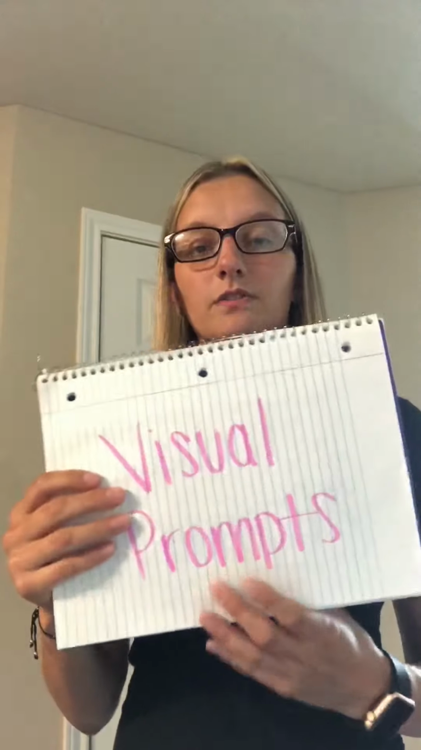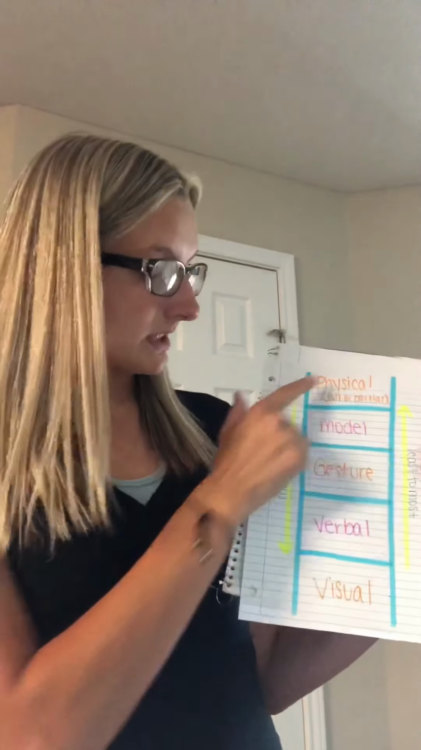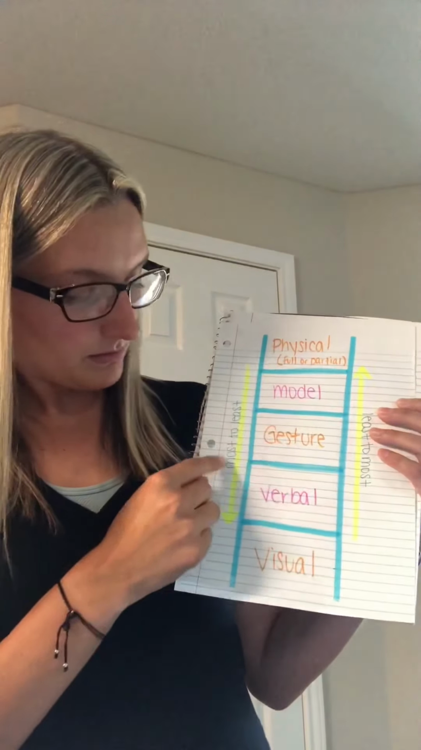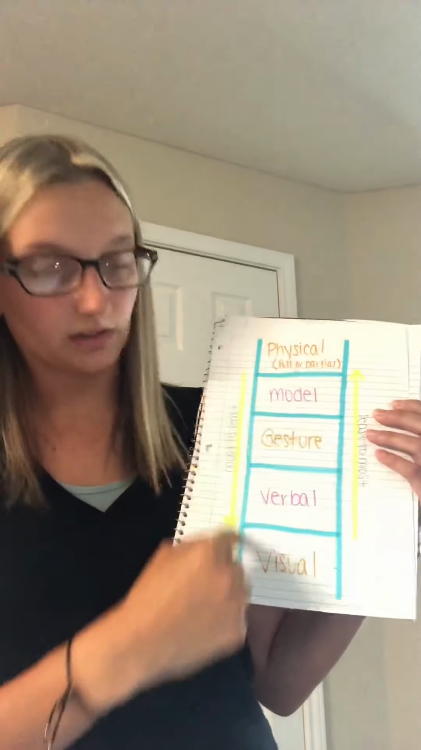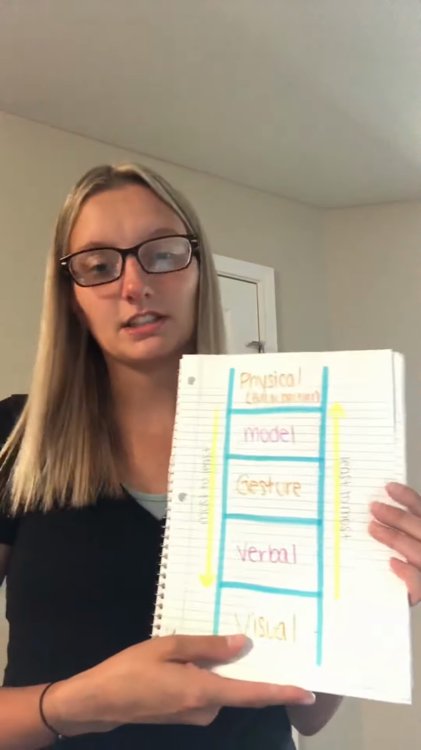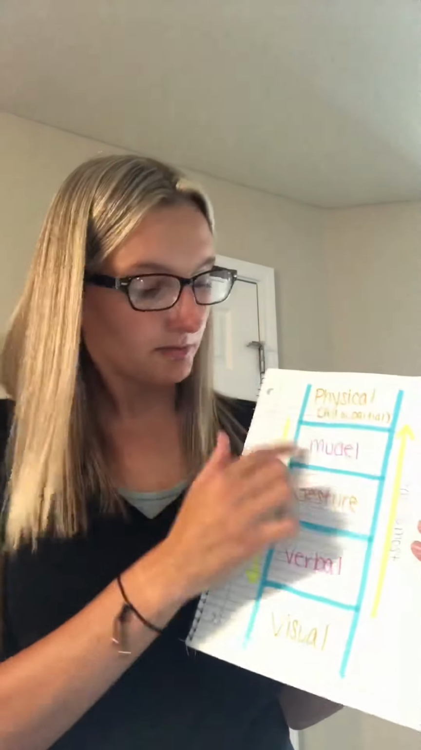So first, starting with the prompt hierarchy. As you can see on the ladder, you have physical prompts at the very top, model prompts, gestural prompts, verbal prompts, and visual prompts. On this side, it lists most to least, going from physical to visual, and on this side, least to most, going from visual to physical. As I continue this presentation, I will go over each prompt and an example of each as well.